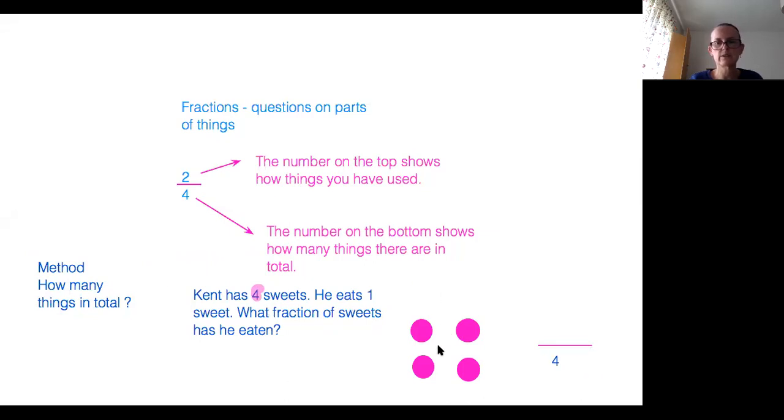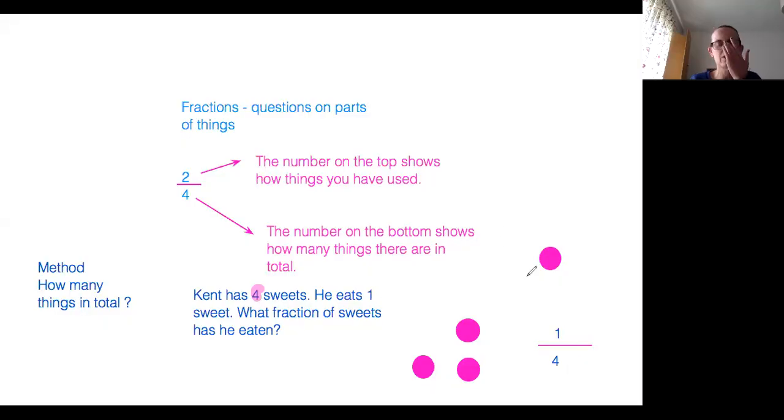So let's look at these. He eats 1 sweet. So let's take one of these. So he takes 1 sweet. Let's take it over there. There's the 1. Okay, so he's got 3 sweets left. But we know he's eaten 1. And that's the things we've used. So that number should go on the top. And we know it's 1. So we know that Kent has eaten 1/4 of the sweets, which is 1 out of 4.